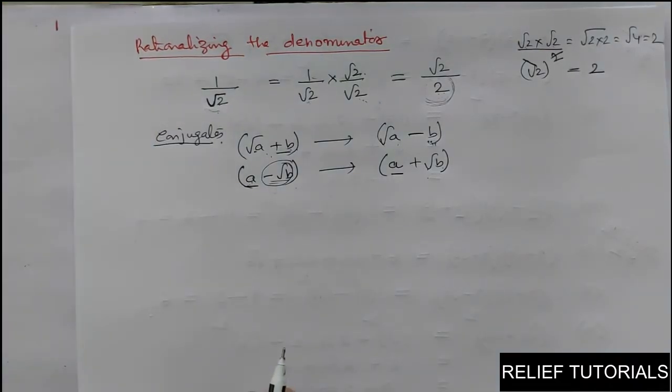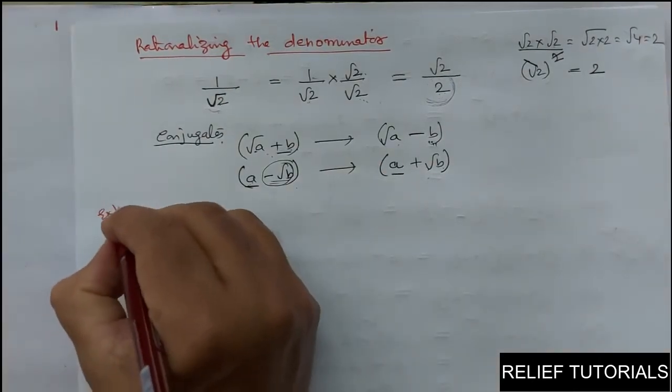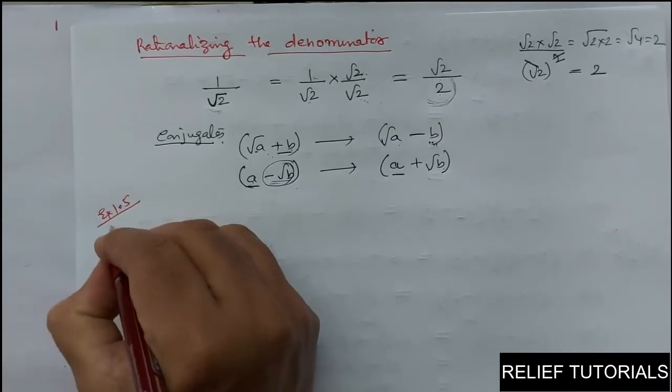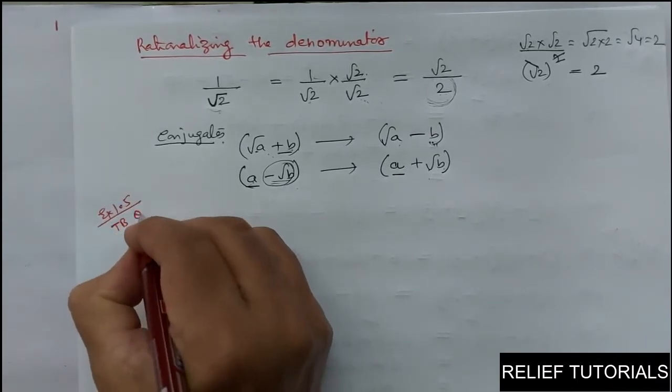Now we will learn a few problems here on rationalizing the denominator. First we will do your textbook, then we will do a few extra problems. See, rationalize the denominator. Exercise 1.5, textbook, question number 5.